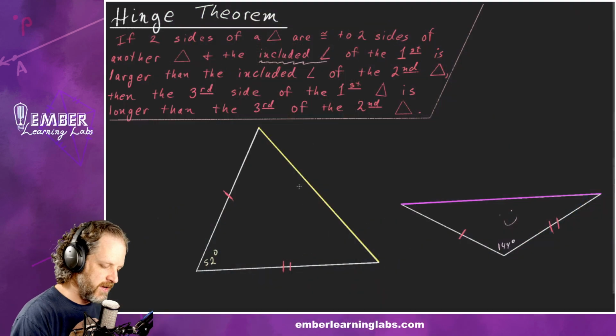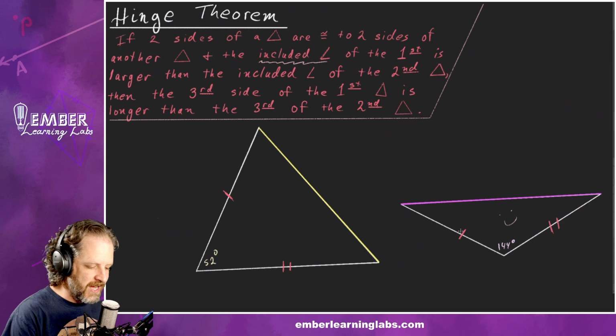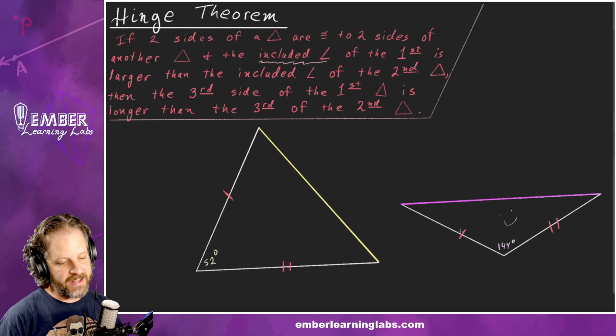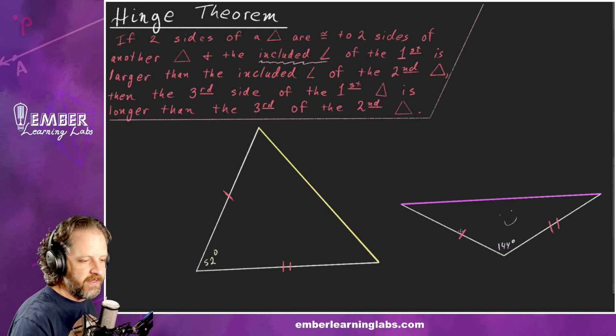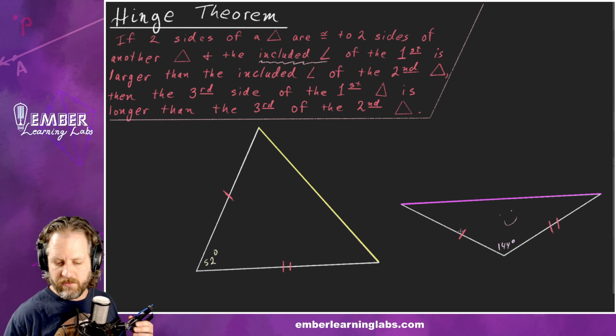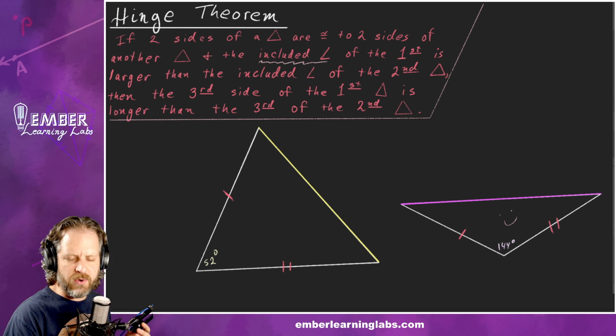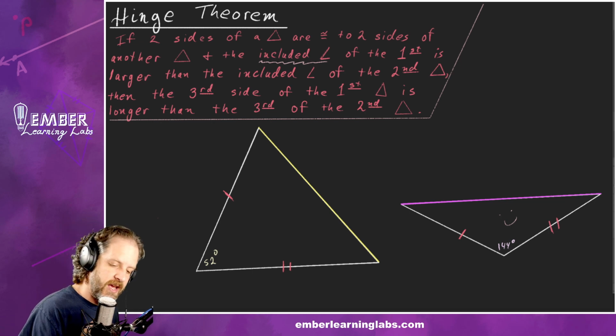So it's important that these two sides on the two triangles, this triangle and that triangle, have to be the same length. And then as the angle gets bigger, the third side gets bigger. That's what we're saying there in the hinge theorem, okay? So let's do a couple of examples using the hinge theorem.